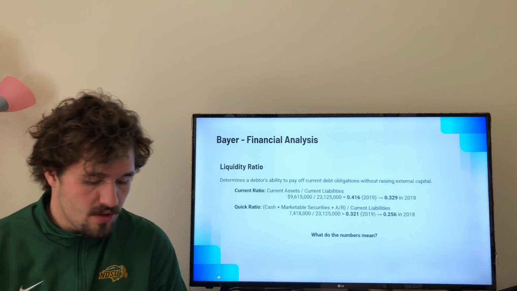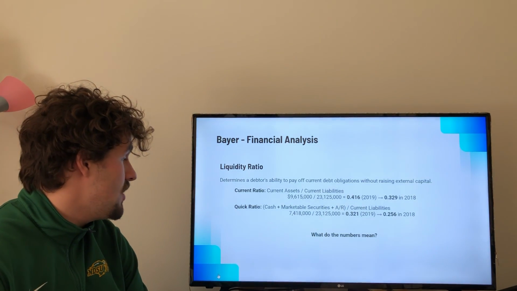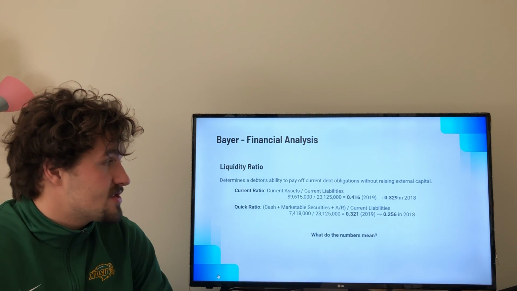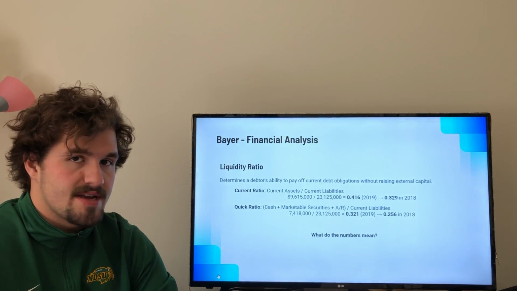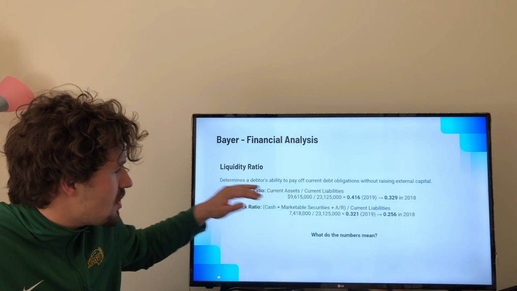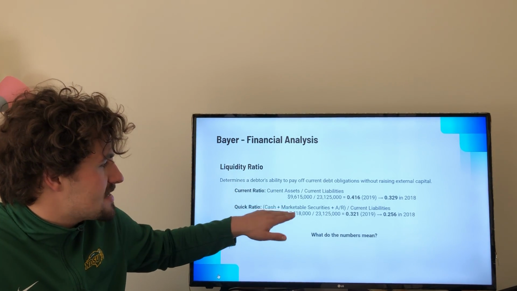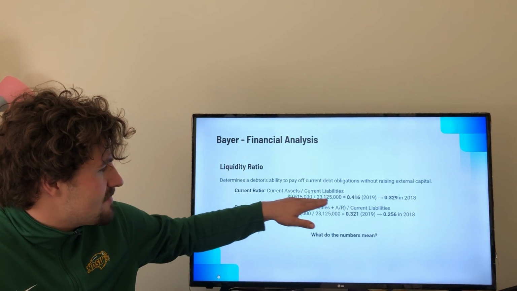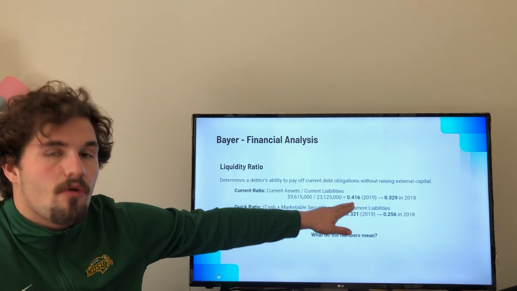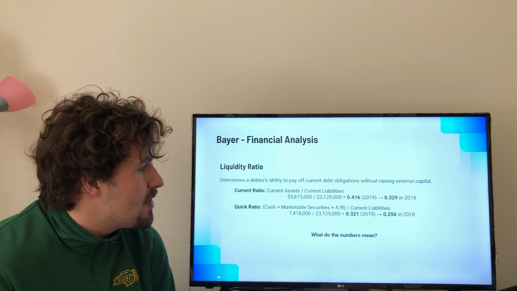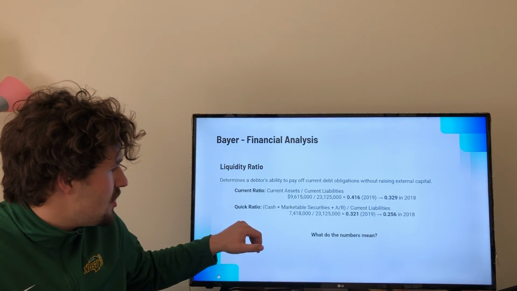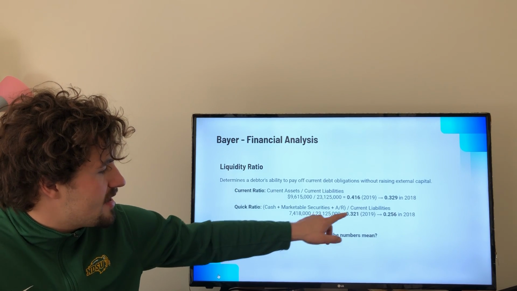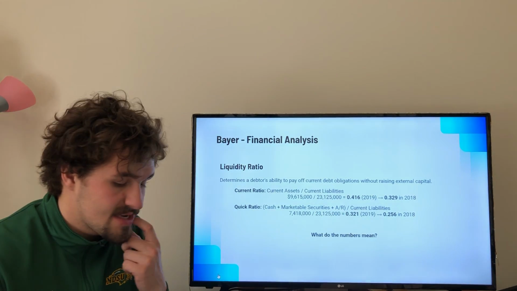Next, we will look at liquidity ratios. So liquidity ratio determines an ability for a debtor to pay off its current debt obligations without raising external capital. So a current ratio takes all current assets, and a quick ratio takes every current asset except for inventory. When we take that, we take the 9.6 million divided by the 23.1 million and get 4.16 and 0.329 in 2018 for our current ratio. And then for the quick ratio, we get the 7.4 million divided by the 23.1 and get 0.321 and 0.256.